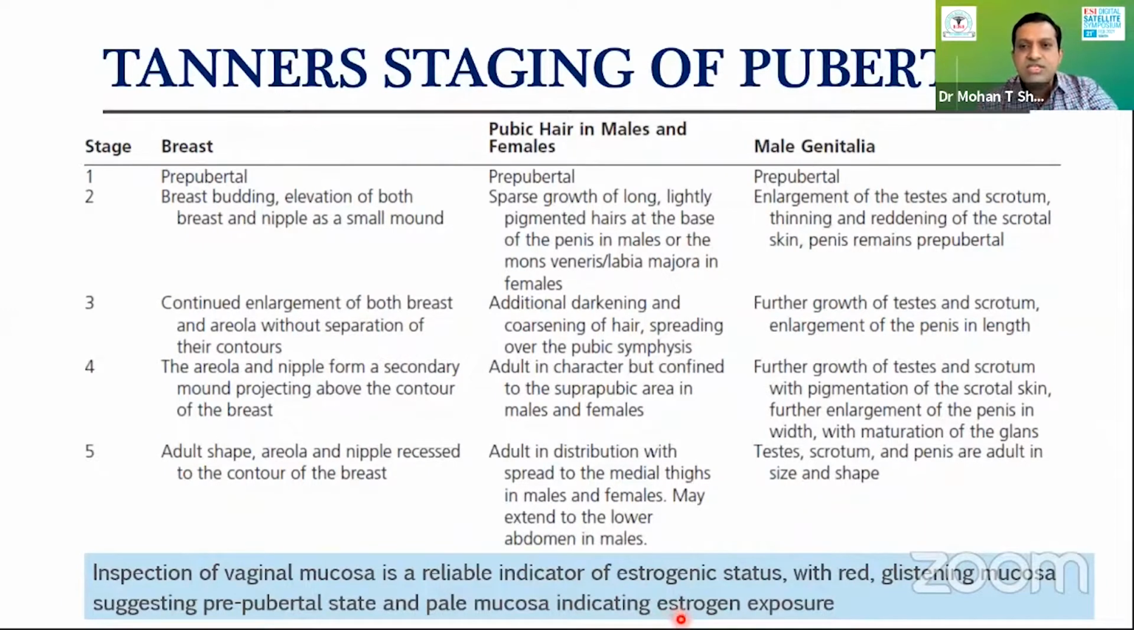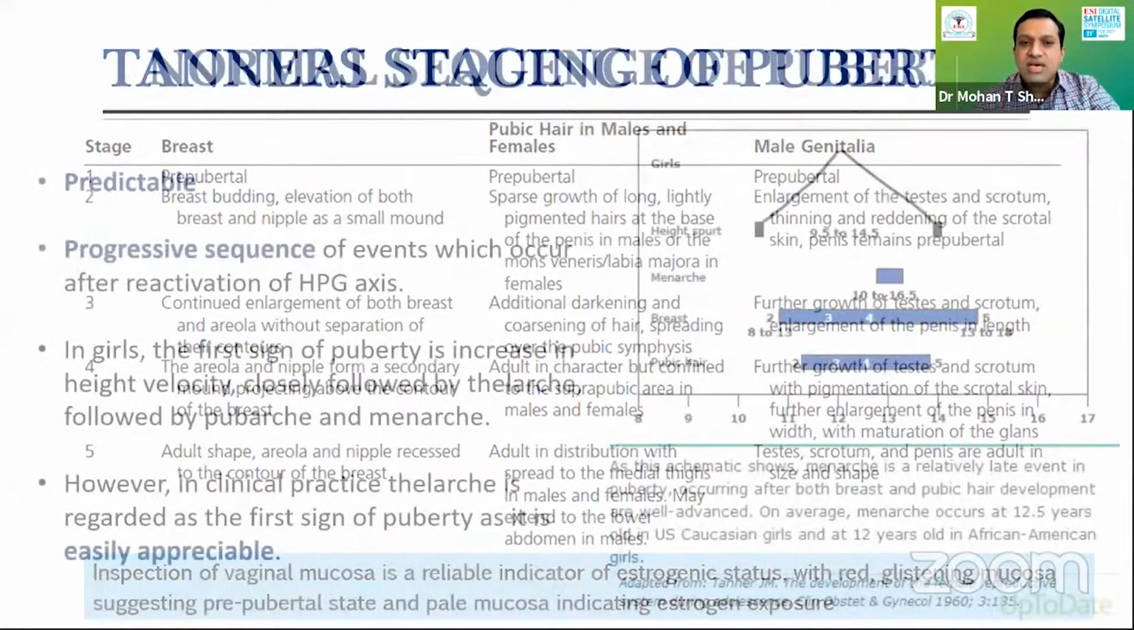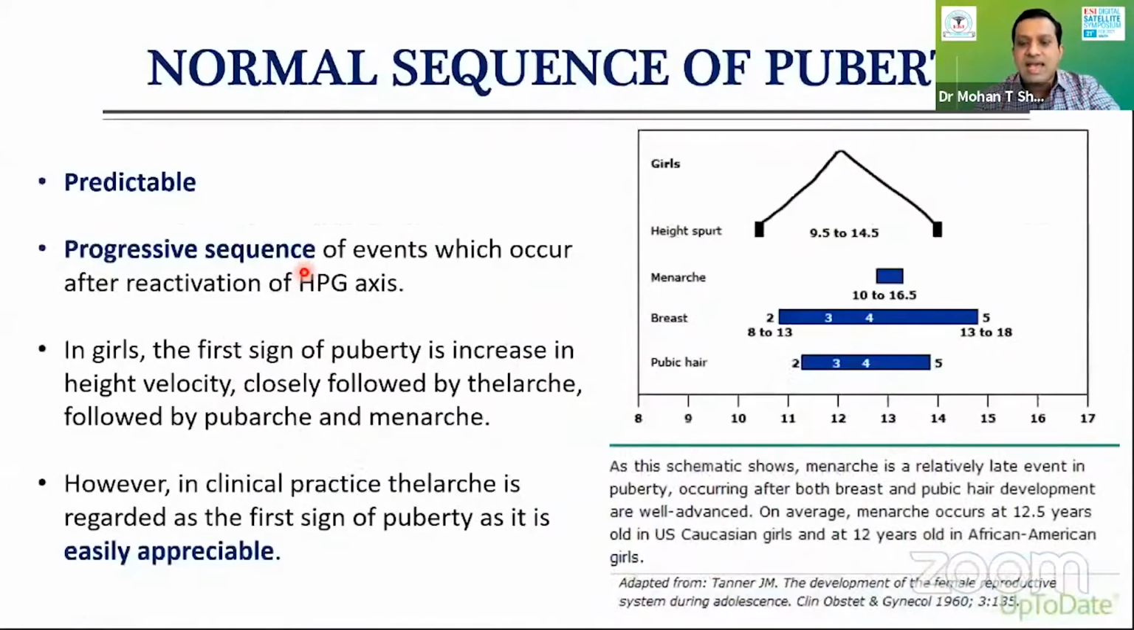So I had alluded to the sequence of puberty. What is the sequence? It is actually a predictable sequence, and it's a progressive event, and we can see that it is a reactivation of the hypothalamo-pituitary gonadal axis. In the initial phase after birth, the gonadal quiescence is there. There is a small phase called mini puberty as well. And after that, in the final puberty period, you can see that the first thing to happen would be the height spurt, closely followed by breast budding, and then the pubic hair.